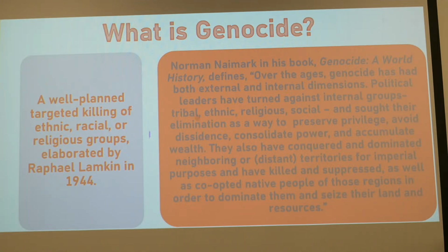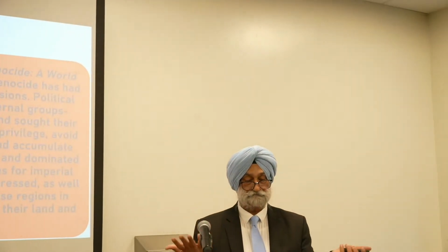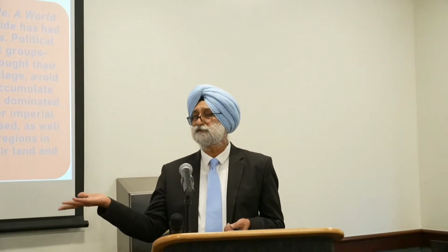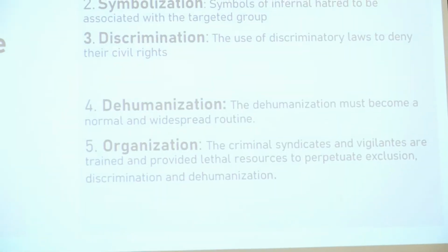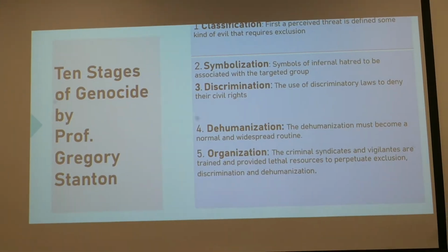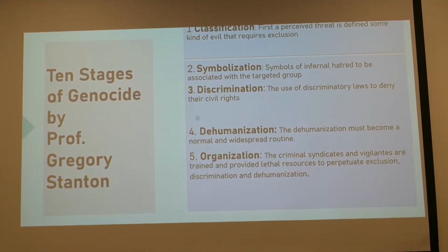So, classification, which Dr. Garibal has already discussed. Professor Gregory Stanton has defined 10 stages of genocide. Classification is simply: give the dog a bad name and kill it. Symbolization: add all the signs of hatred, associate symbols of hatred with that group. And dehumanization: make discriminatory laws and make them very open, and it becomes a norm or routine.